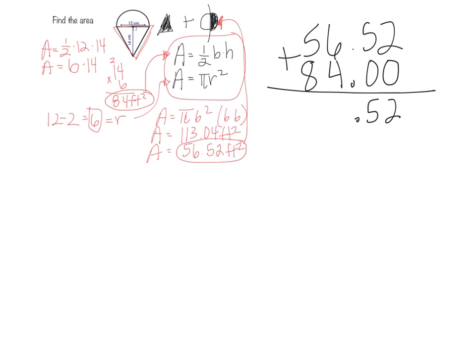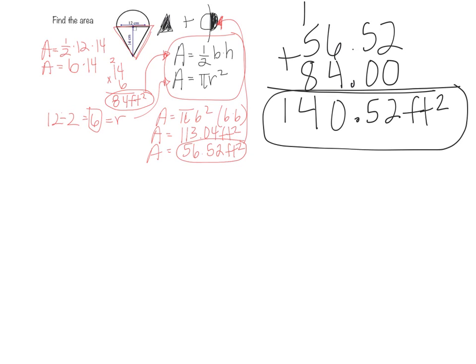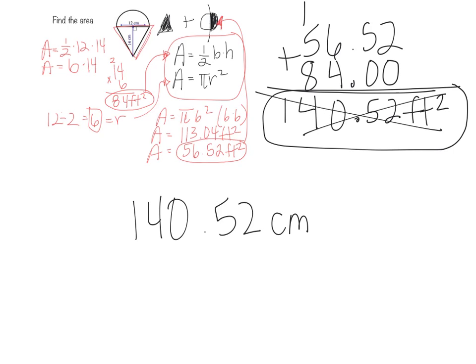Adding this up, 52 stays the same. And 6 plus 4 is 10. 5 plus 1 is 6. Plus 8 gives me 14. So my final answer is 140 52/100 feet squared. And we always want to remember the feet squared. Ooh, I made a mistake. This is centimeters squared. Okay, let's rewrite that. 140 and 52/100 centimeters squared.